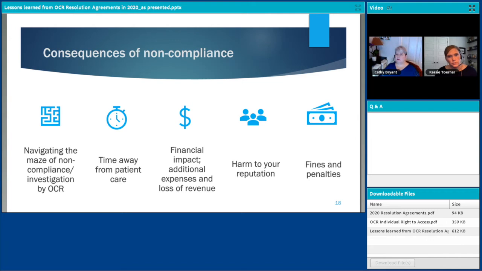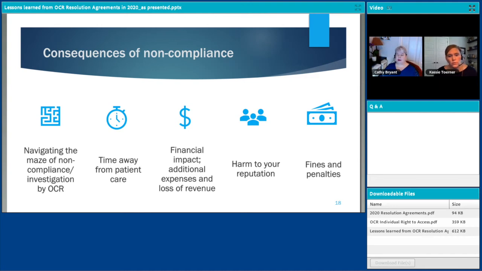Of course, those large breaches of more than 500 patients are actually reportable not only to the Secretary of Health and Human Services and to the patient, but also to the media. And those media releases and required disclosures often result in reputational harm.